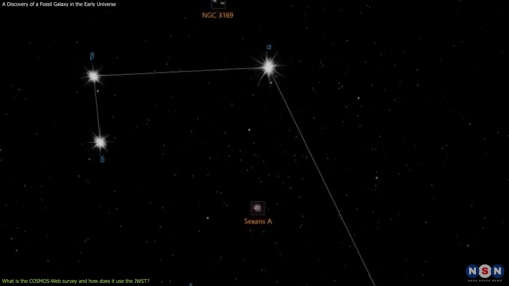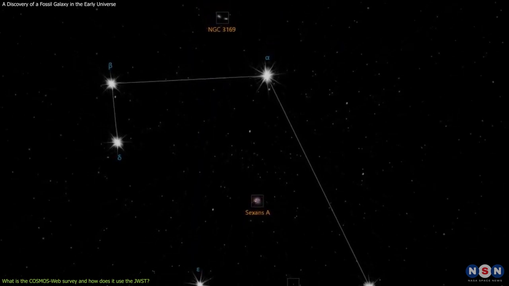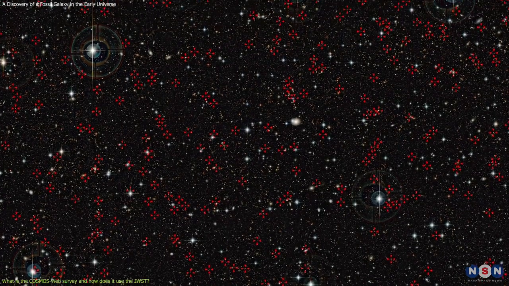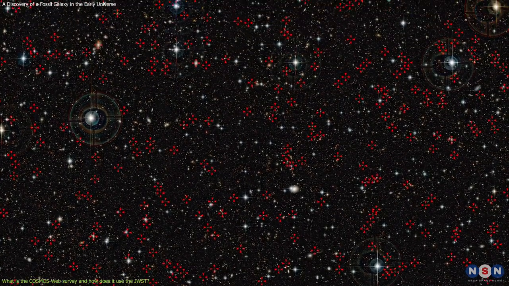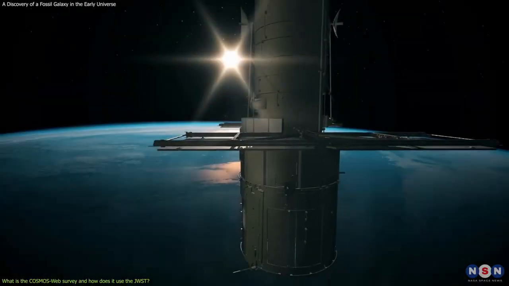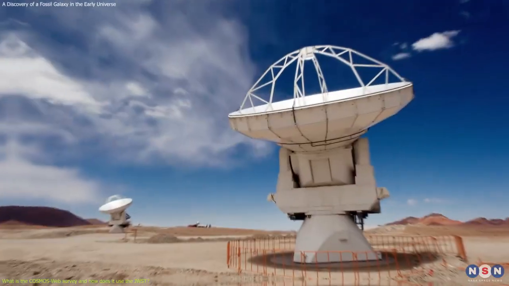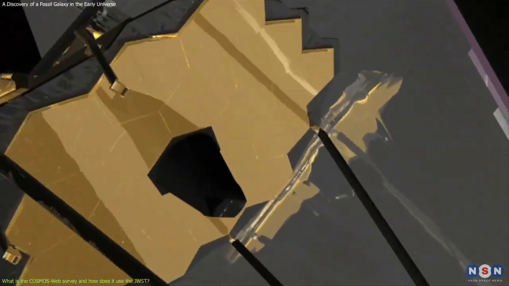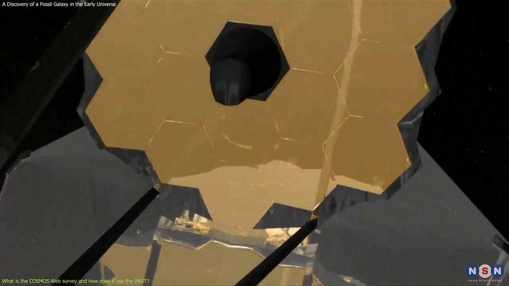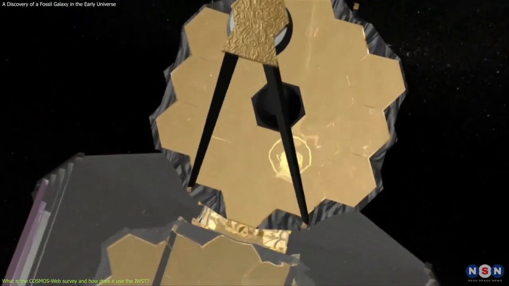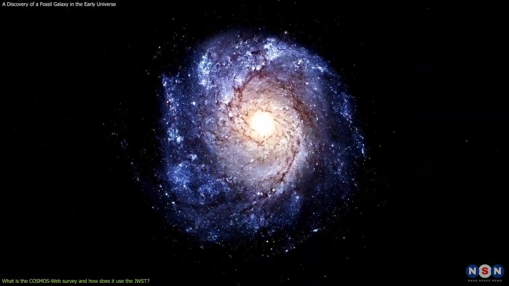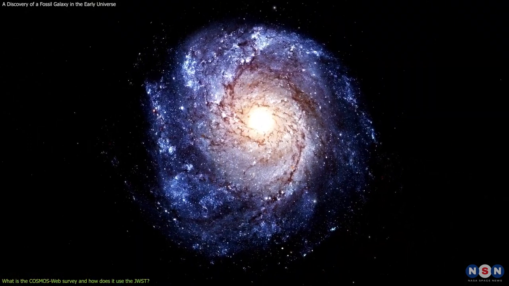This patch of the sky is located in the constellation of Sextans, and it is part of the Cosmos field, which is one of the most extensively studied regions of the sky, with data from many other telescopes, such as Hubble, Spitzer, Herschel, and ALMA. The survey is one of the first to use the James Webb, and it has already produced some remarkable results, such as the discovery of the massive and compact quiescent galaxy.